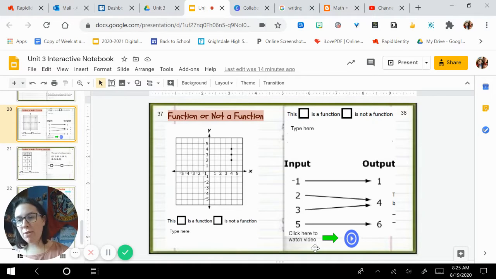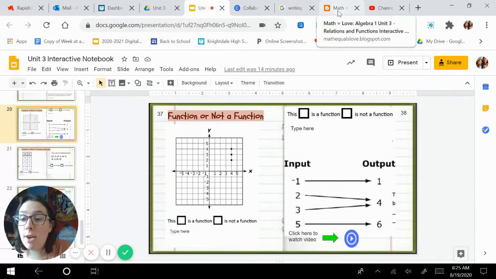Hi, so this is the last video for Unit 3, yay. So we are going to be learning about what a function means and what is a function and what is not a function today. Okay, so I'm going to show you the filled out notes and then make sure you fill them out on your own on this slide.